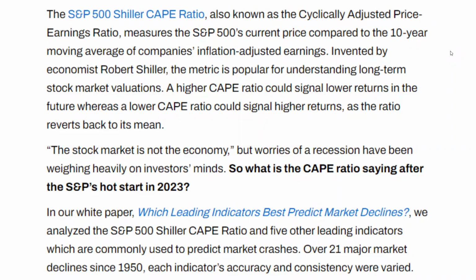Now, the S&P 500 Shiller CAPE ratio is also known as the cyclically adjusted price to earnings ratio. It measures the S&P 500's current price compared to the 10-year moving average of companies' inflation adjusted earnings. Invented by economist Robert Shiller, the metric is also popular for understanding long-term stock market valuations. A higher CAPE ratio could signal lower returns in the future, whereas a lower CAPE ratio could signal higher returns as the ratio reverts back to its mean. The stock market is not the economy, but worries of a recession have been weighing heavily on investors' minds. So what is the CAPE ratio saying after the S&P's hot start in 2023?